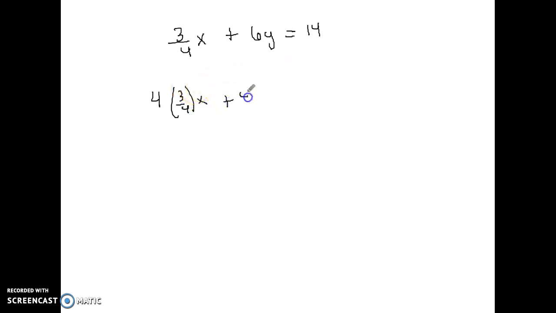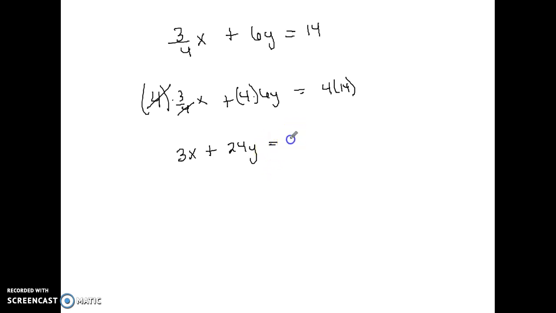by 4. And I actually want to group these around the 4. So 4 times 3/4 x plus 4 times 6y equals 4 times 14. And then what will happen now is 4 times 3/4, these are on opposite sides. You could think of this as 12/4, which would reduce to 3, or since they're on opposite sides of that fraction bar, you have 3x plus 4 times 6 is 24y equal to 4 times 14, which would come out to be 56. Now this equation is correctly written in standard form.